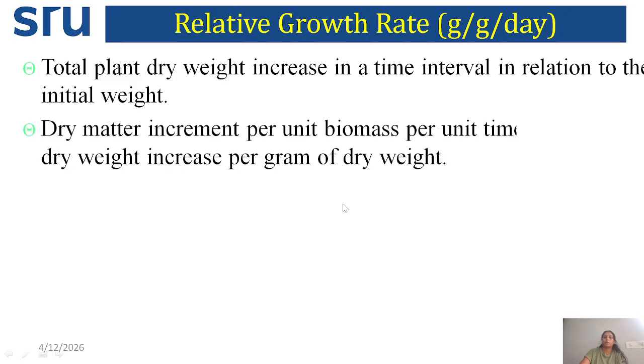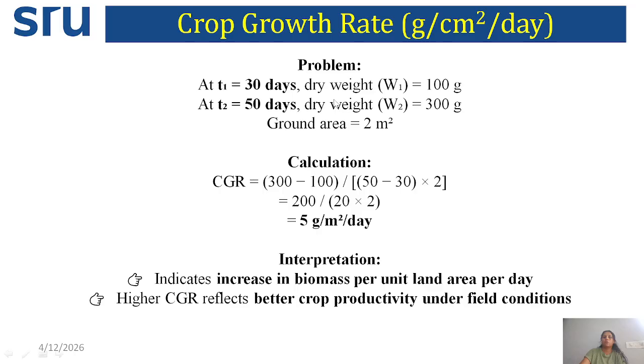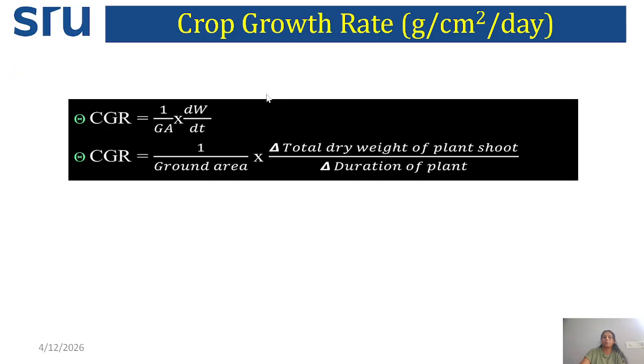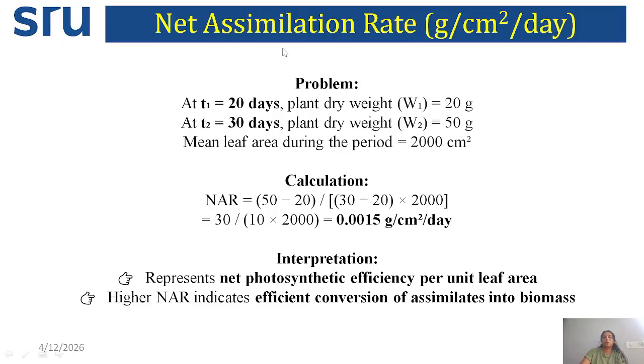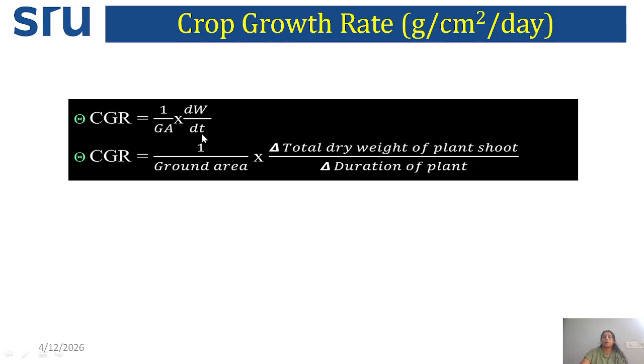Coming to relative growth rate: relative growth means it is a comparison, comparing how much the plant has grown over the existing biomass. For example, in a certain time interval, how much the plant has grown over the existing biomass gives the relative growth rate. It is a comparison, so to compare two masses we can use relative growth rate. Here in crop growth we used ground area over dry matter, while net assimilation rate refers to leaf area, how much dry matter the plant holds.